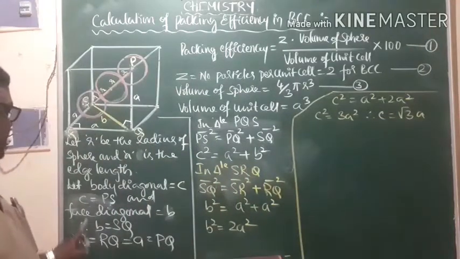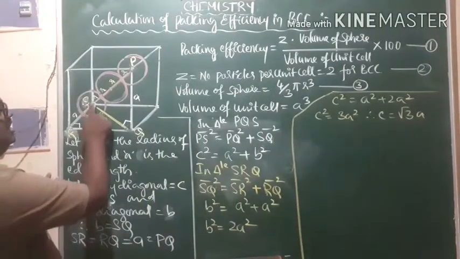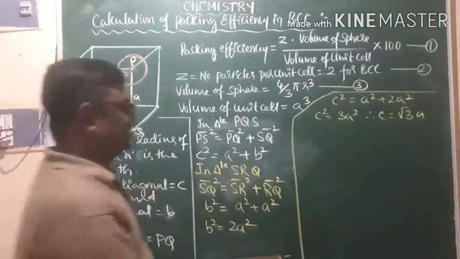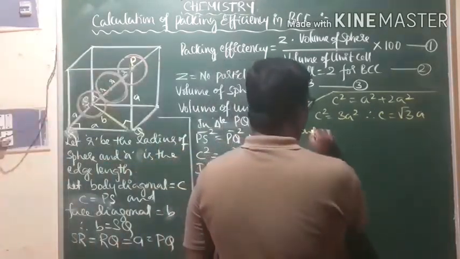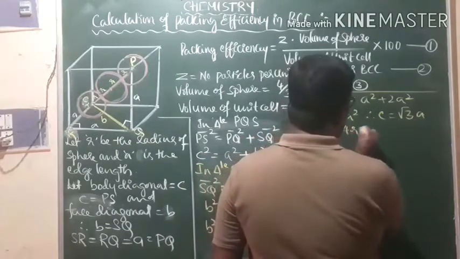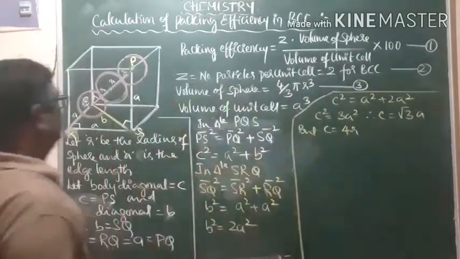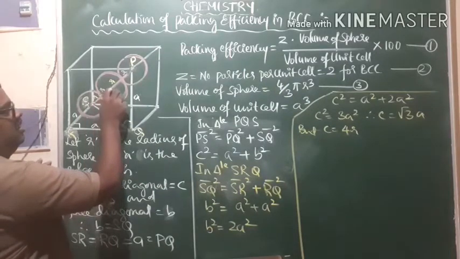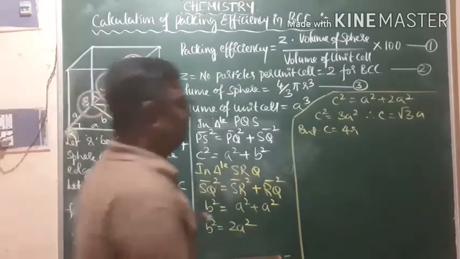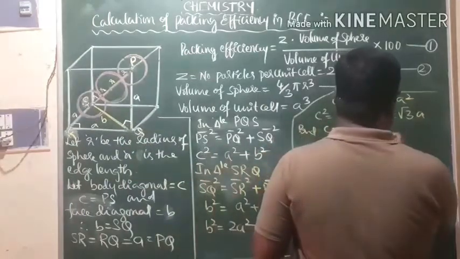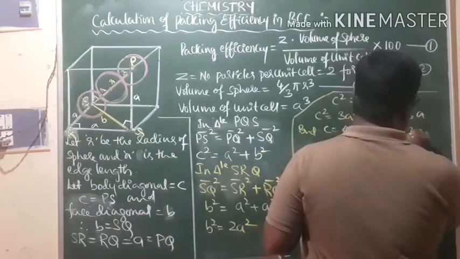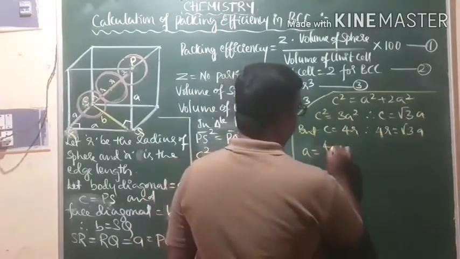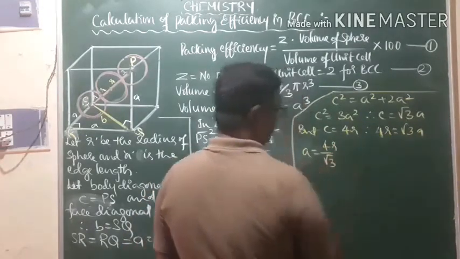But what is C? C is equal to PS. C is equal to 4R. Look, this is 1R, then 2R, 3R, and 4R. Therefore, 4R is equal to root 3 A. Then A is equal to 4R by root 3.